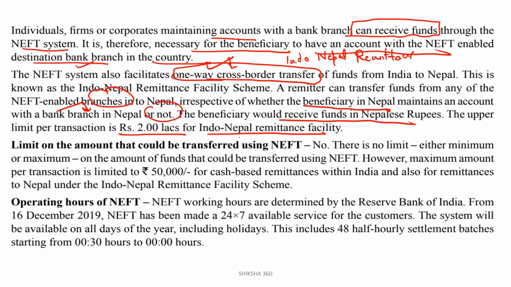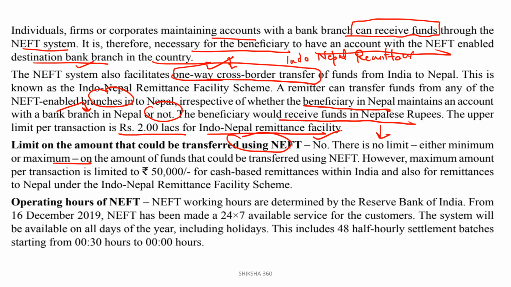Next one, the maximum limit on the amount that could be transferred using NEFT. As such, there is no limit, either minimum or maximum, on the amount of funds that could be transferred using NEFT. However, the maximum amount per transaction is limited to rupees 50,000 for cash-based remittances within India, not through an account. Also for remittances to Nepal under the Indo-Nepal remittance facility, it is rupees 50,000. Kindly remember both these points: the limit is rupees 50,000 under the Indo-Nepal remittance and under cash.